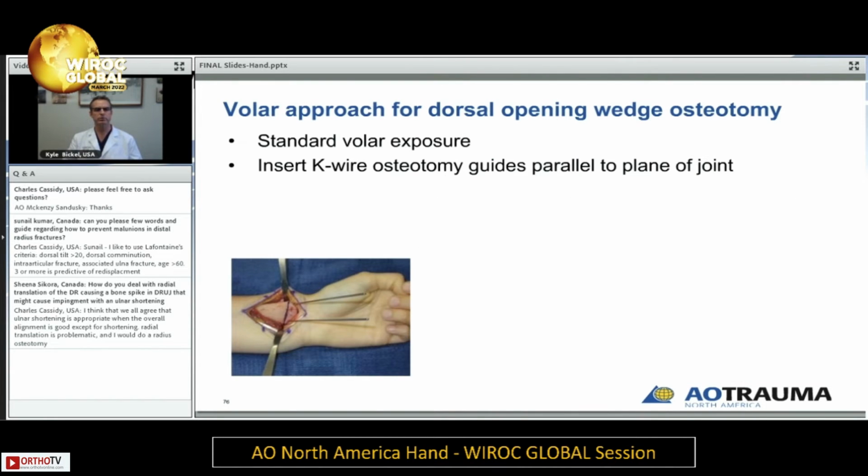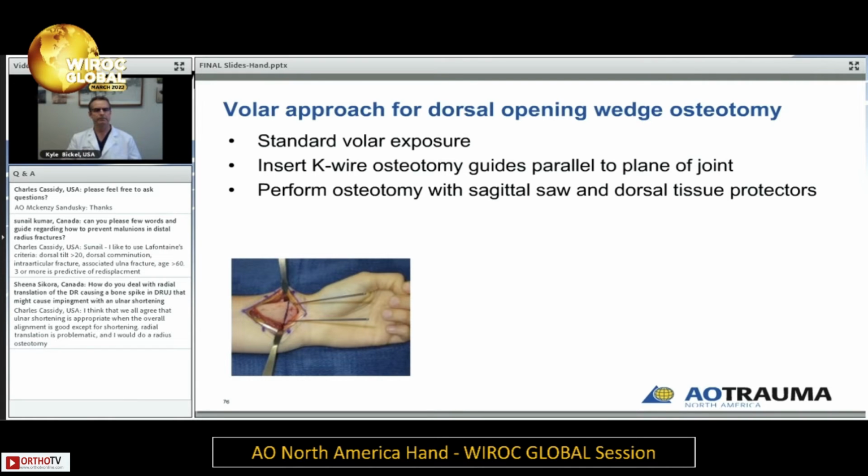So standard exposure, I like to then insert K-wires parallel to the plane of the joint, and that allows us to then create the osteotomy in the joint plane so that we can then correct that by tilting it, and you'll see that graphically in a minute. So these are just guides that I use. Once I put these in and get some fluoroscopy in the operating room, I make sure the plane of these pins is exactly parallel to the joint, and then I know I'm going to restore the normal tilt once I bring that back after my osteotomy.